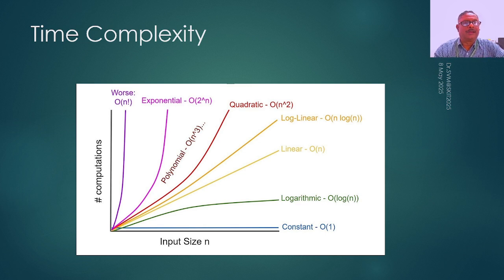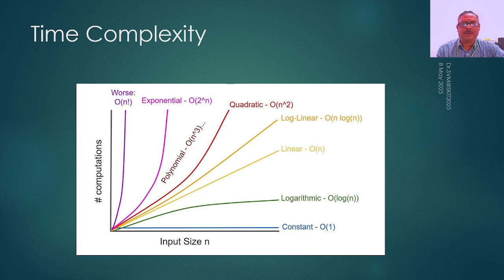Just talking doesn't make any sense unless we put that in graphical form. There are many possible complexities. It can be a constant one. That means whatever be the size of the data, it takes a constant time to solve the problem. Like finding the first number. Whatever be the size of the data, finding the first number needs only a constant amount of time. So that is what we call O of 1.